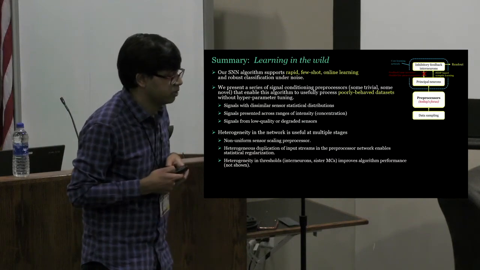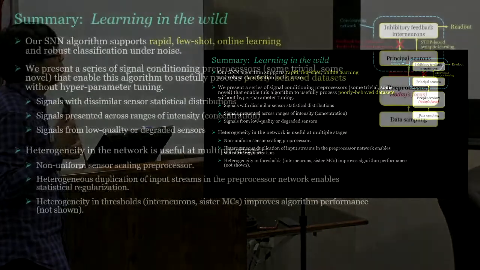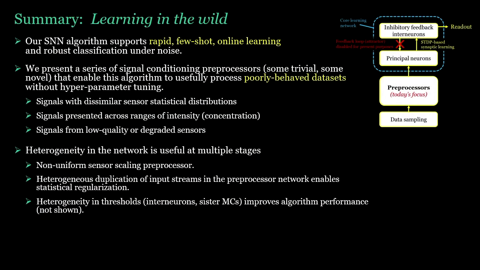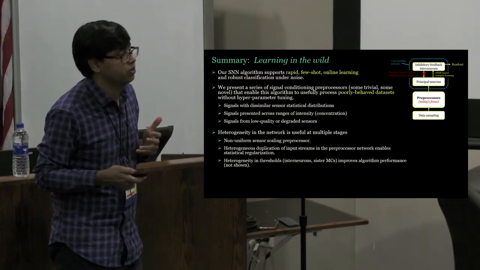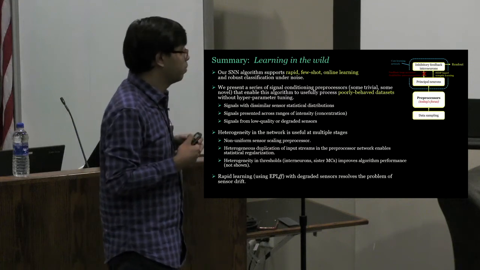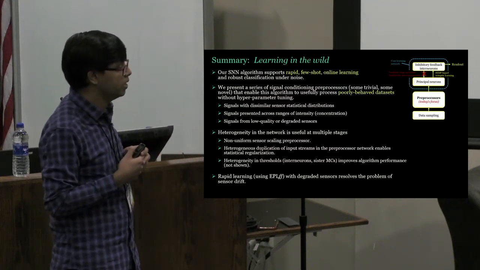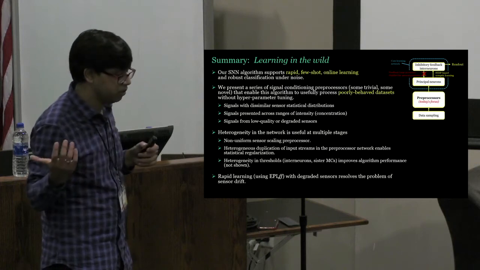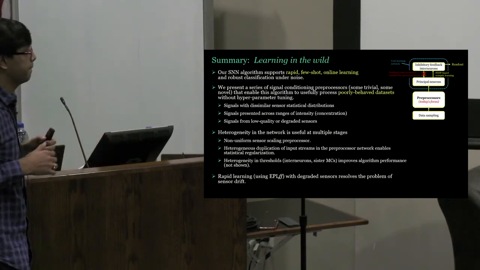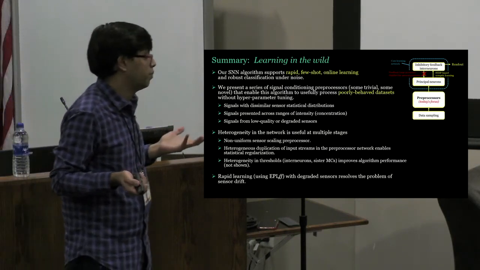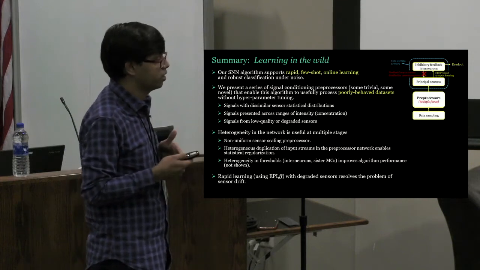Now, heterogeneity abounds in biology. And we saw that the non-uniform sensor scaling preprocessor helps, and heterogeneous duplication of input streams in the preprocessor network helps statistical regulation. We saw that in the last step. And I didn't talk about this explicitly, but when you have heterogeneity in the spiking thresholds of neurons, your algorithm's performance is improved. And we provide a solution for sensor drift where you can rapidly retrain a network when the sensor response is degraded using very few shots, and you don't require hyperparameter tuning, or you can do it in an online fashion.